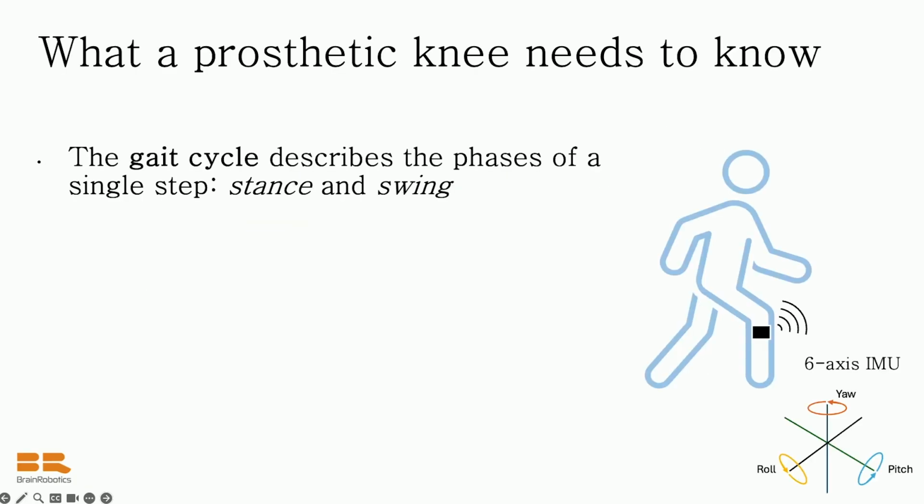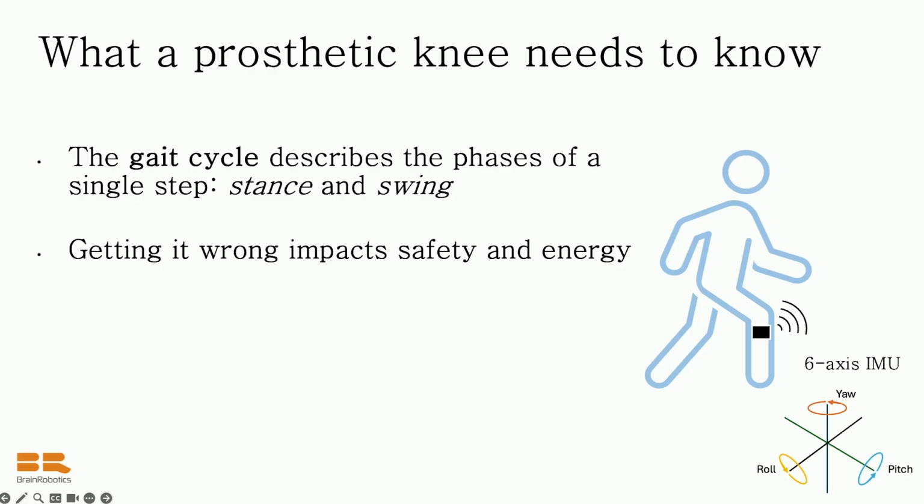The gait cycle describes what happens during a single step, and it has two distinct phases. Stance phase is when the foot is on the ground. The knee needs to provide higher resistance to bear the weight of the user. Swing phase is when the foot is in the air, and the knee needs to move freely with low resistance to bring the leg forward. A microprocessor knee has to distinguish between these phases in real time and adjust its resistance accordingly. Now, getting that wrong has severe consequences for safety and energy expenditure.